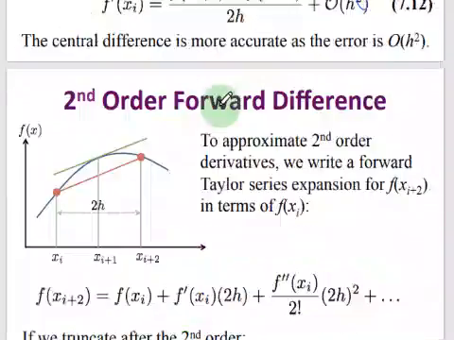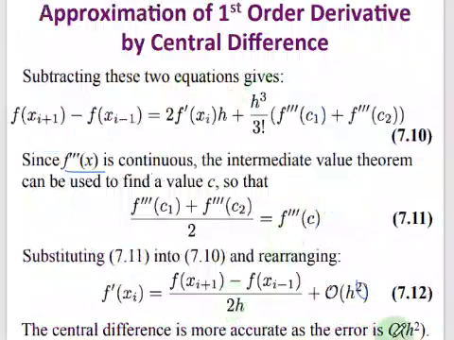So this is the central difference, or midpoint difference approximation to the first order derivative at xi, right?